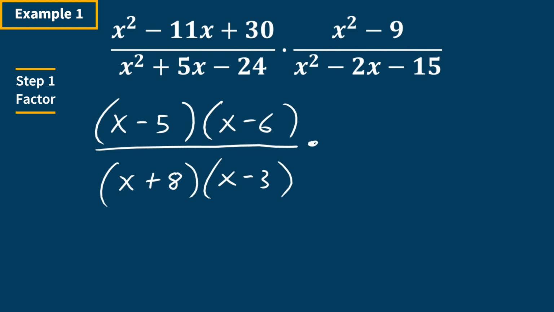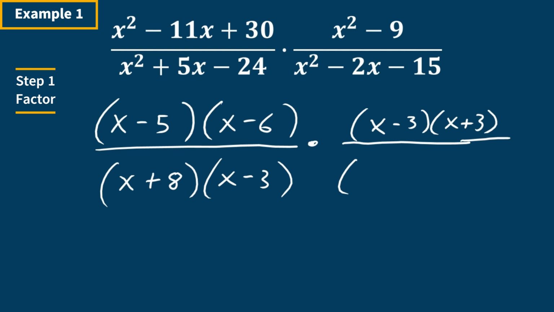Now we did the first rational function. Let's look at the second one. The numerator here is going to be x minus 3 and x plus 3. And then the last one here is going to be x minus 5 and x plus 3. So now step 1 is complete since we factored it all.